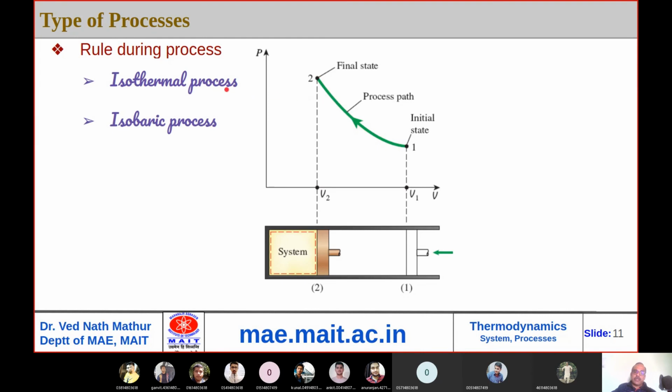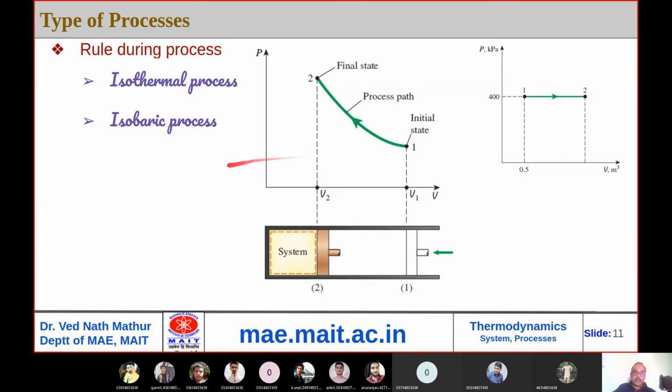During the entire process, if the pressure remains constant, we call it an isobaric process. An isobaric process can be represented by a horizontal line on a PV diagram. So state point 1 here, pressure remains constant, volume increases, state point 2. Or if it's a compression process, then the system moves from right to left. This is an isobaric process.